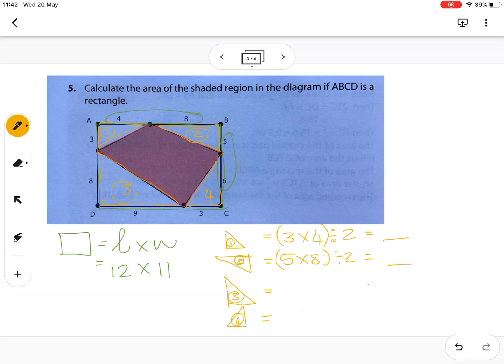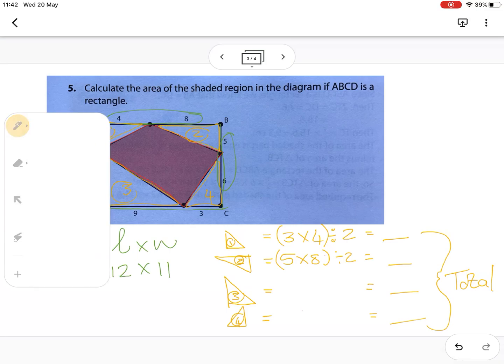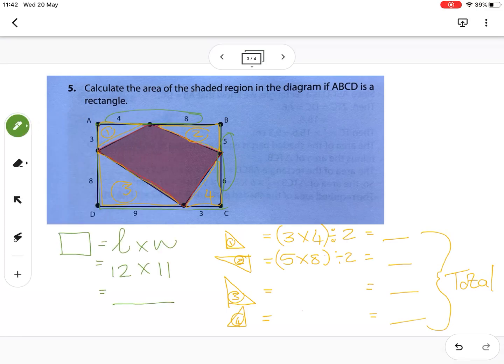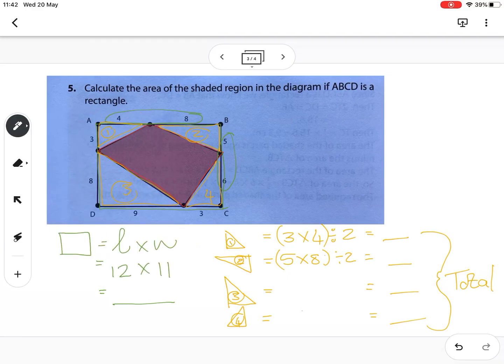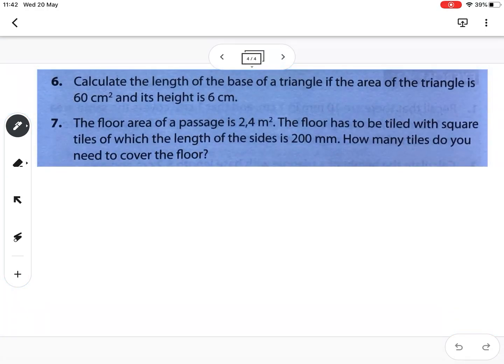So once you have your 4 answers for the 4 triangles, you're going to subtract this total from your green total here. You're going to subtract it from there. So you're going to work out the total area minus the 4 triangles. And that will leave you with this area there. Okay, I hope that's enough info for you to do the rest.